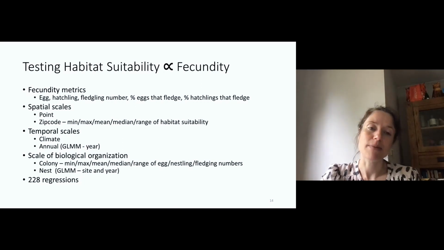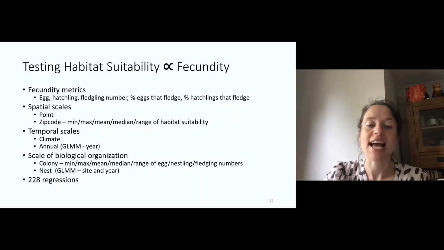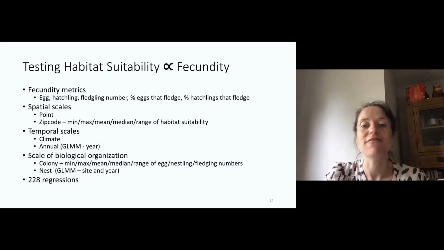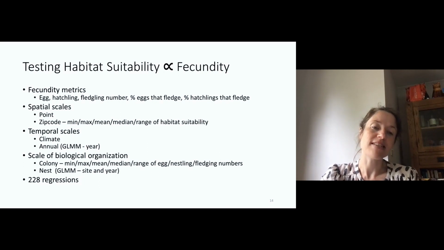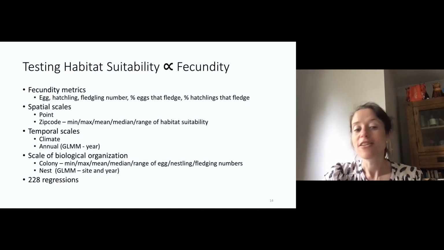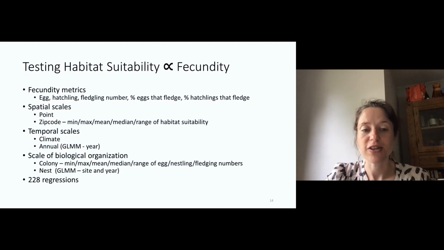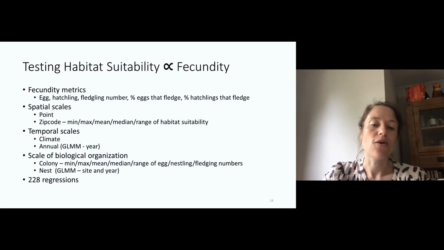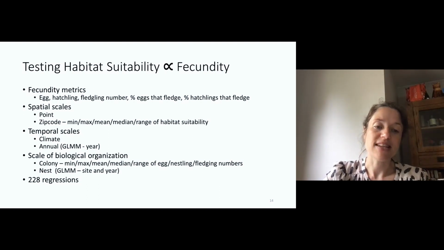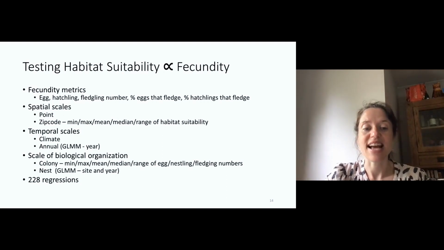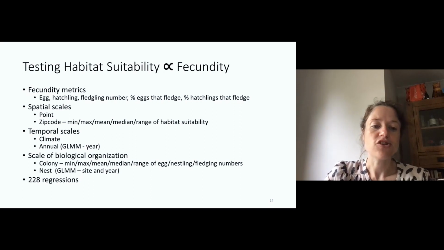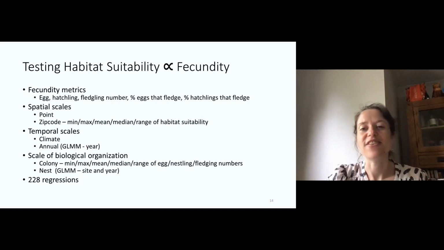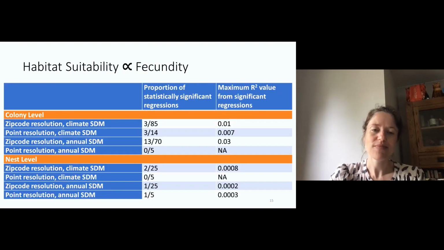Is there a link between predicted suitability and how many eggs they lay, how many hatchlings, how many of them fledge? Does it matter what spatial scale we look at? Does it matter if we look at it overall for the 22 years of the study or year on year? We looked at it both at the colony level and at the nest level. So all of these possible combinations gave us 228 different analyses to have a go at to try to look for this. This table summarizes those results.